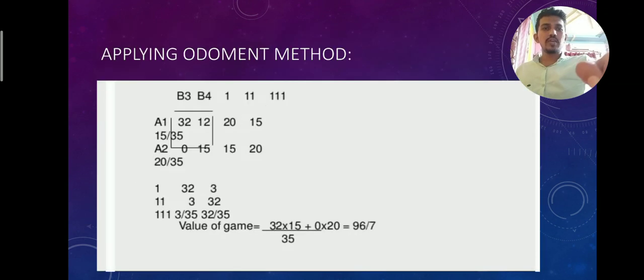Next is calculating: 32 plus 12 is 20, and 15 is the lowest value, so we put it in. So this is the payoff matrix: 20, 50, 50. Then we calculate the value of the game: 32 into 15 plus 0 into 20 upon 35, which is equal to 96 upon 7. This is the value of the game.